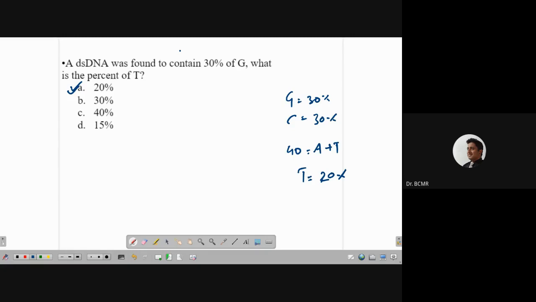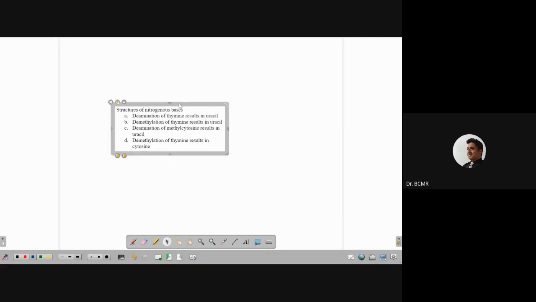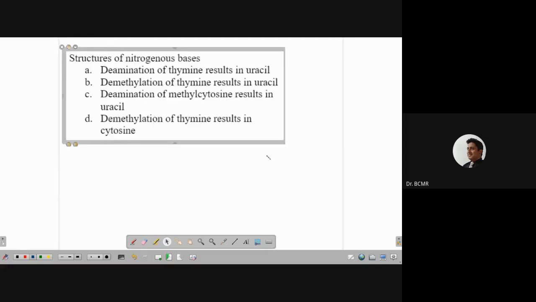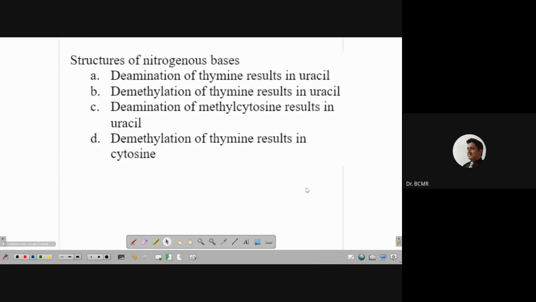Okay. Let's see the next question. It is a little bit memory based. I hope you will be able to make it out. Structures of nitrogen bases. Deamination of thymine results in uracil. Demethylation of thymine results in uracil. Deamination of methyl cytosine results in uracil. Demethylation of thymine results in cytosine. Each of the options is like one question, and we should be able to figure out which is right and which is wrong. What shall we do?